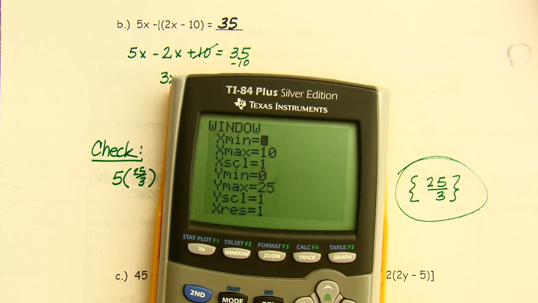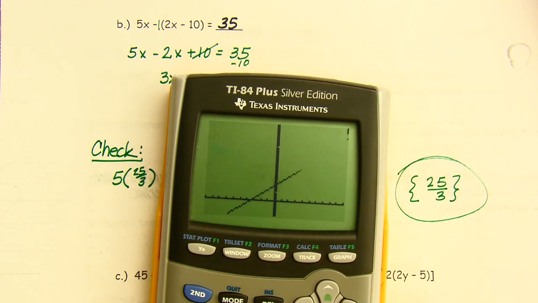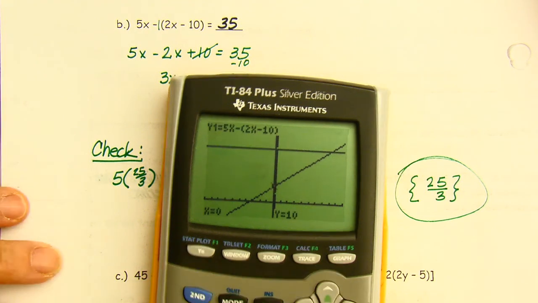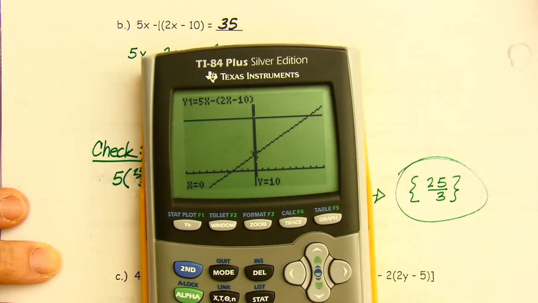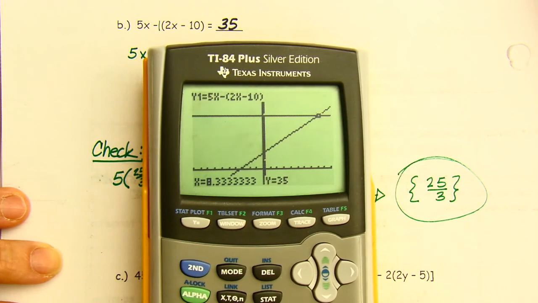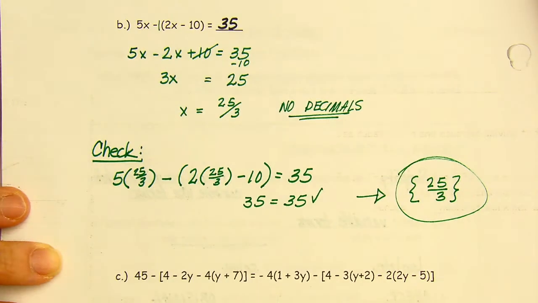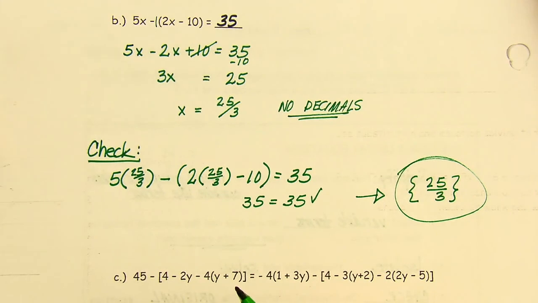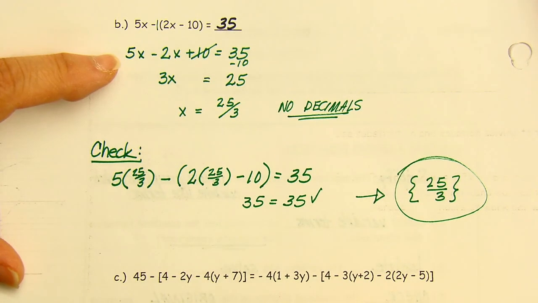I'm going to go back, negative 10 to 10 on x. The y, I'm going to go, I don't know, negative 10 to, let's say, 50. And I'm going to hit graph. There we go, and I can clearly see the intersection. I can go into trace mode, and I could type in my x value of 25/3, 25 divided by 3, and it's telling me the y is 35 right away. So I have convinced myself that yes, this 25/3 is a solution to this equation.